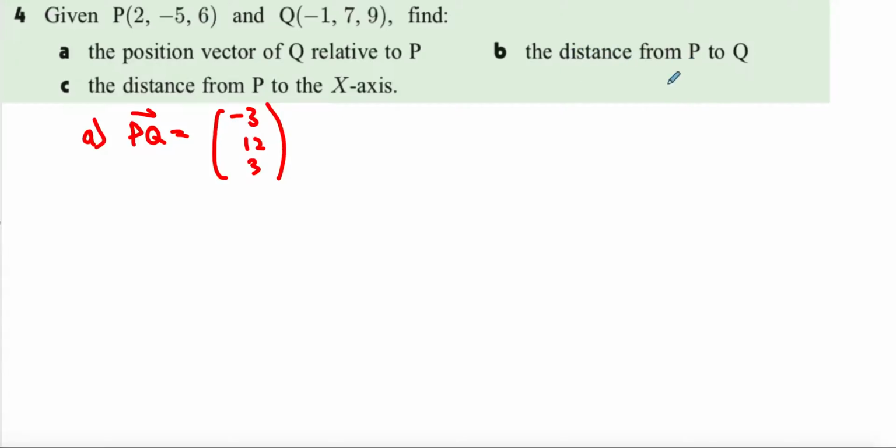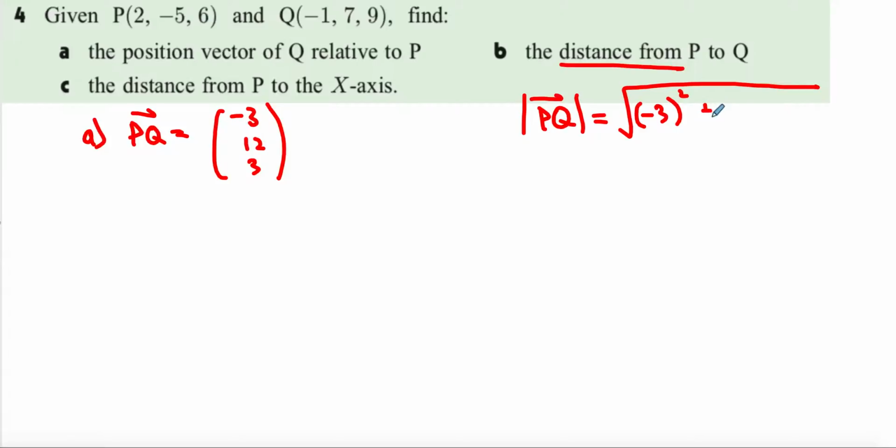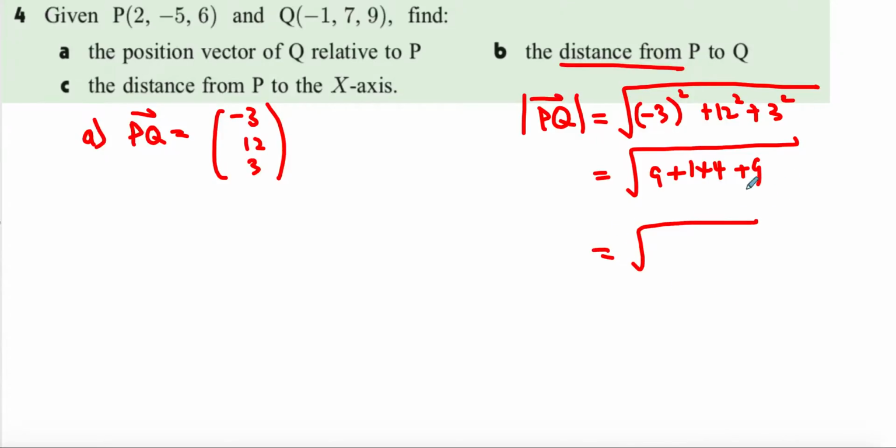B, I want you to find the distance. Distance from P to Q is the same thing as the magnitude of vector PQ. Then we end up getting square root of negative 3 squared plus 12 squared plus 3 squared. Then here we get 9 plus 144 plus 9. Then this is 18. So 144 plus 18, that's essentially what we end up getting. So we get 162.